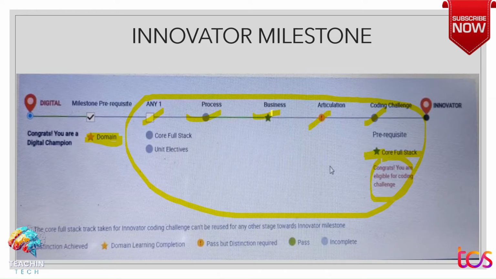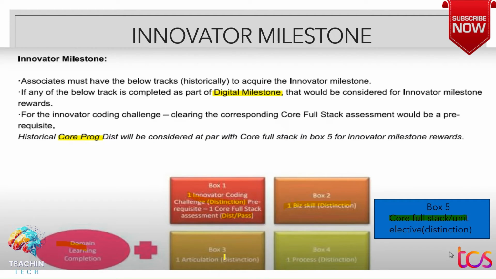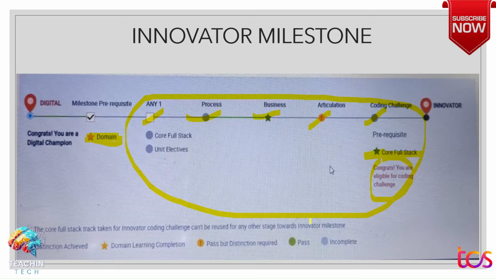For business also you should do the same thing. For articulation also you should do the same thing, which I have shown for BOTS 2, BOTS 3, BOTS 4. When it comes to the coding challenge, the prerequisite for writing it is that you should finish one core full stack with either pass. The minimum thing is pass.